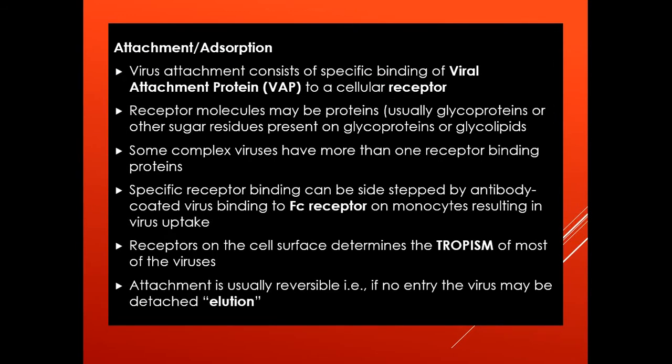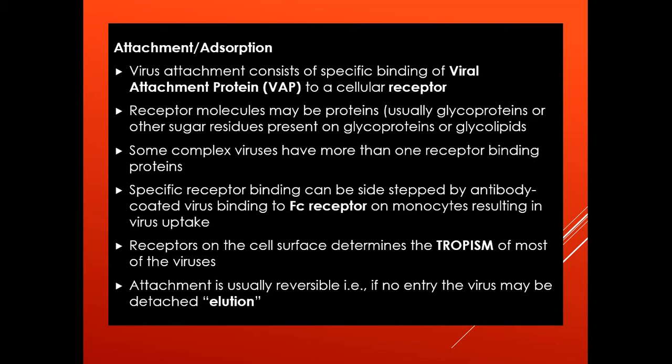The first step is attachment or adsorption. Virus attachment consists of specific binding of the viral attachment protein to the cellular receptor. Receptor molecules may be protein, usually glycoprotein, or sugar residue present on the glycoprotein or glycolipids. Some complex viruses have more than one receptor binding protein on their surface.